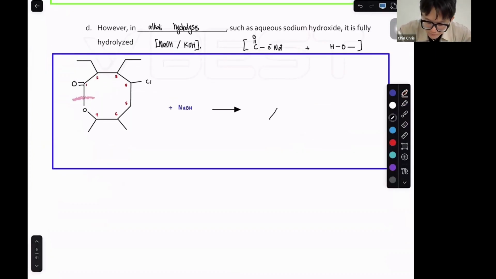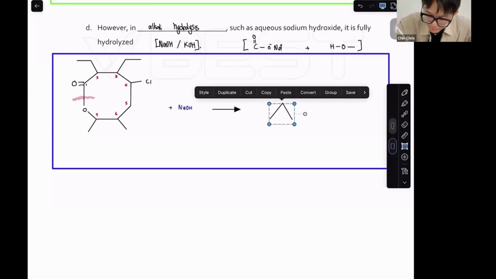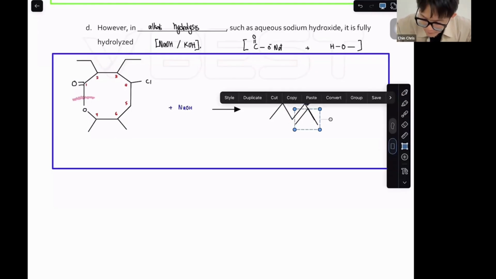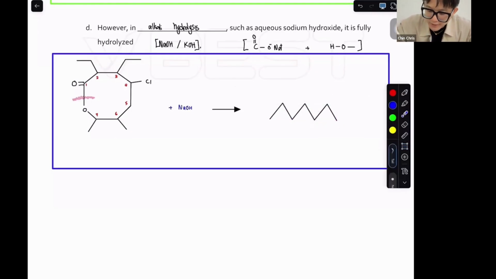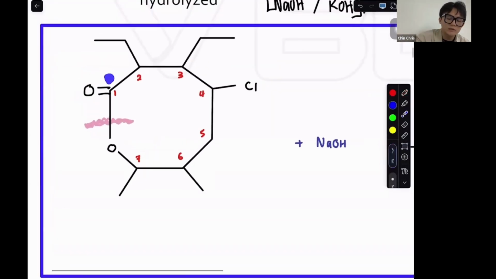Let's go. 1, 2, 3, 4, 5, 6, 7. That's it. Okay, I'm going to put down the numbers again. 1, 2, 3, 4, 5, 6, 7. Clear? So guys, carbon number 1 will turn into what?